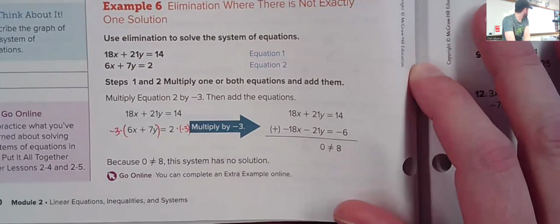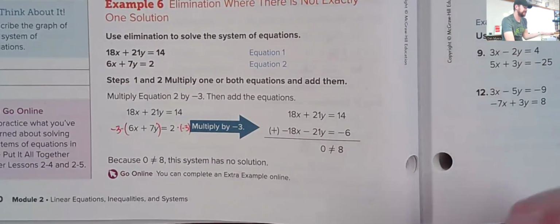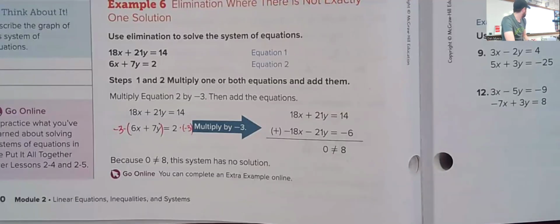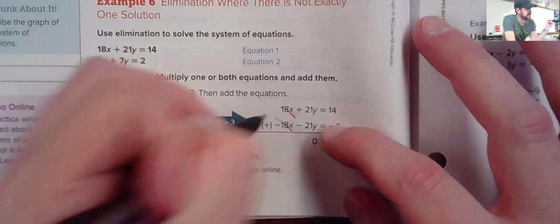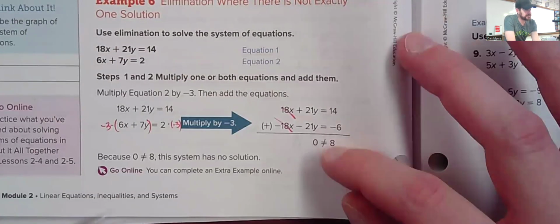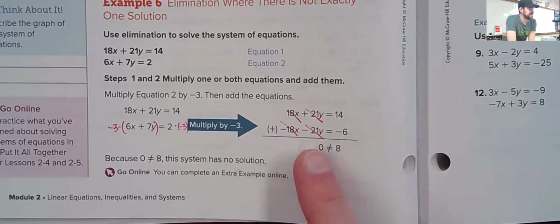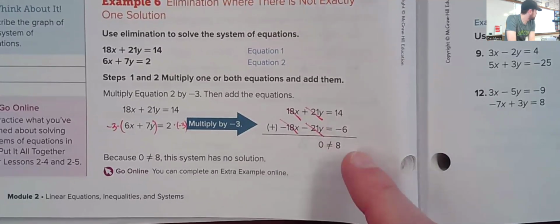And if you add together those two, we're adding them this time because they're opposite values. If they're the same, we subtract them, like on example 3 or example 5. Example 6, they're opposite values, so we're going to add them. Negative 18 plus 18 cancels. Negative 21 plus 21 cancels. So we have nothing on the left, 0. And 14 plus negative 6 is 8.